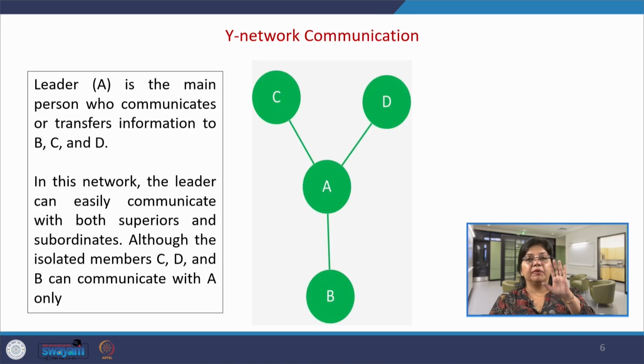As the picture depicts, A is the leader, A is connected to C and D, and A is connected to B. But C, D and B are not connected to each other.